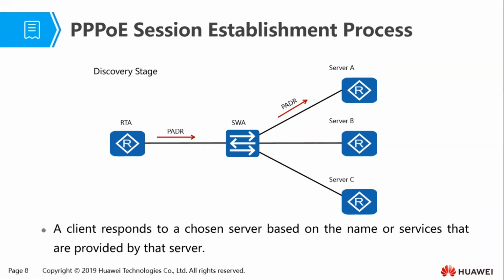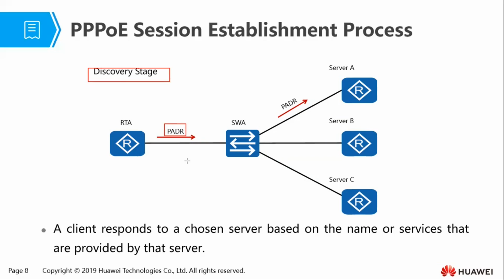Okay. Then after your router receives, we are still, by the way, on the discovery stage. After your router receives offers from different servers, your router is going to reply with a request. So PPPoE active discovery request packet. Now the request packet is going to be a unicast packet directed to a particular server.